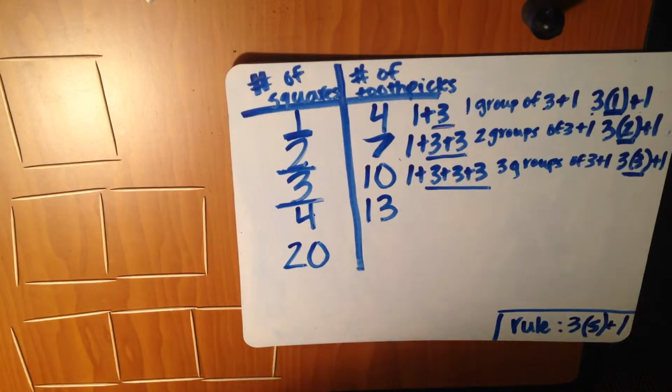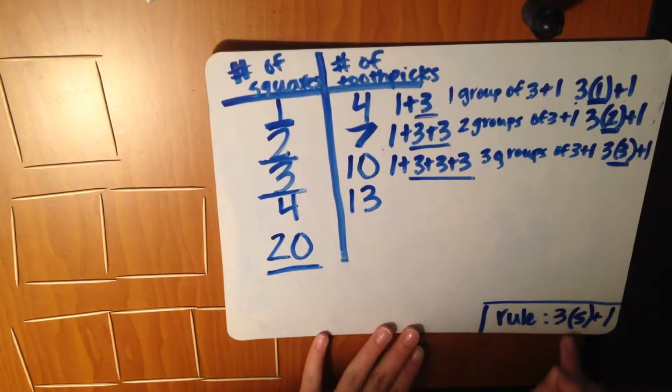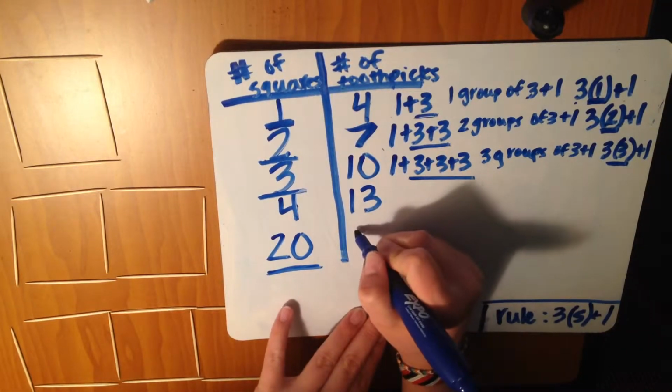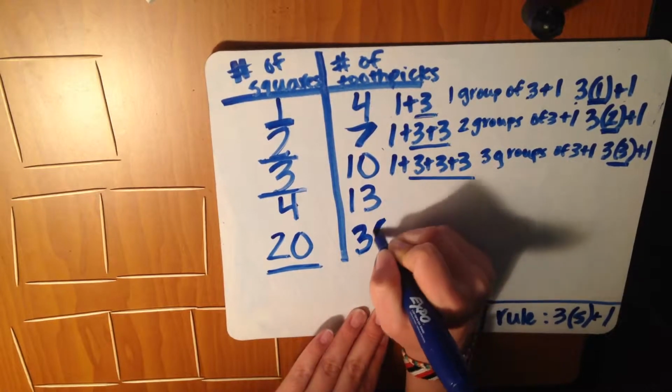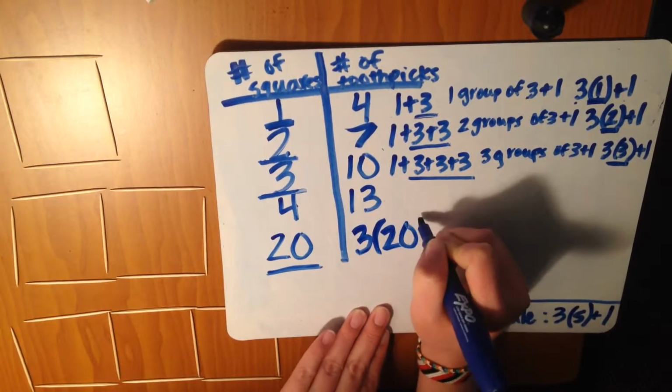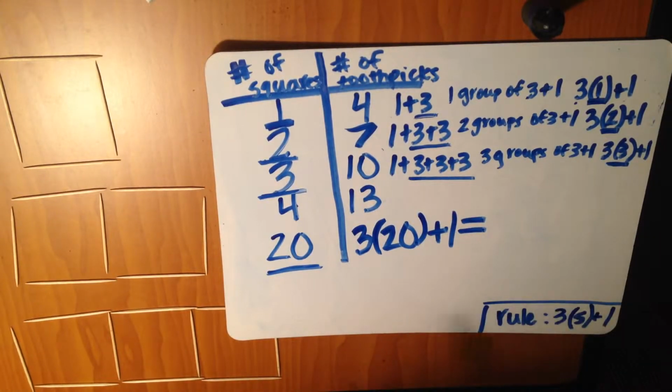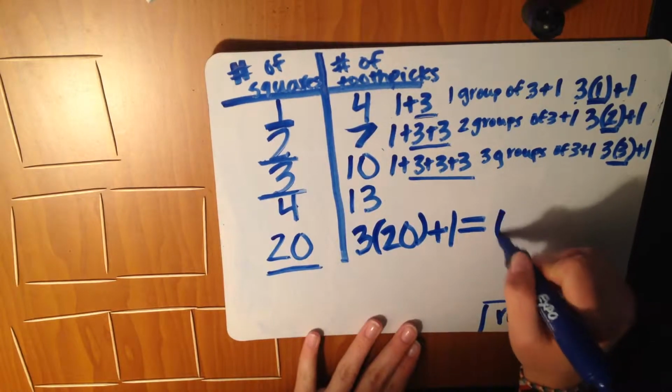So let's say I want to find how many toothpicks are in 20 squares. If I wanted to jump down to the 20 sets of squares, how many toothpicks would I have? Because I've created my rule, I know that I can plug in 20 into my S. So let's look. I have 3 times 20 plus 1, because I plugged in the 20 for the number of squares. And I know that gives me 61.